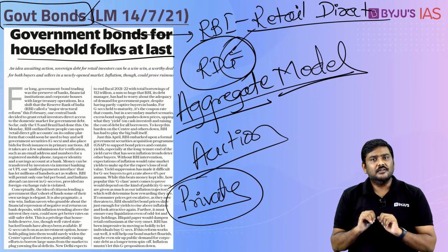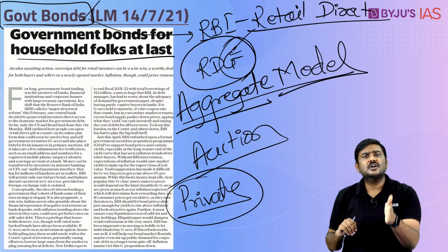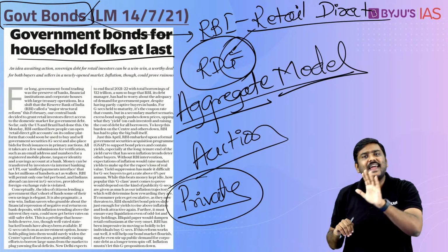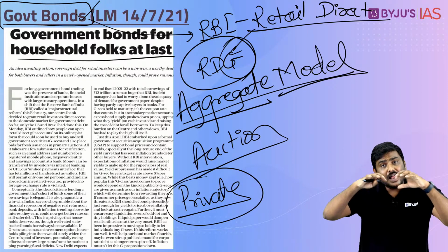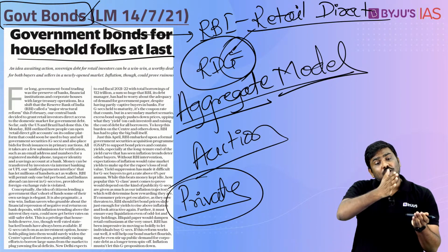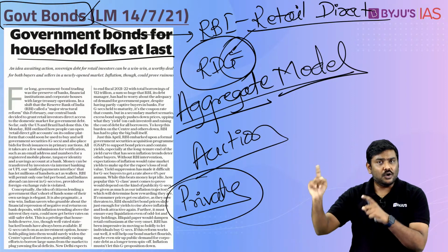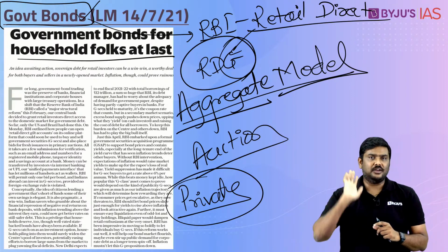Now what is RBI saying? We will cut this process of NSE and BSE acting as intermediaries, and will allow these retail investors to directly participate in the auction process and purchase the G securities.